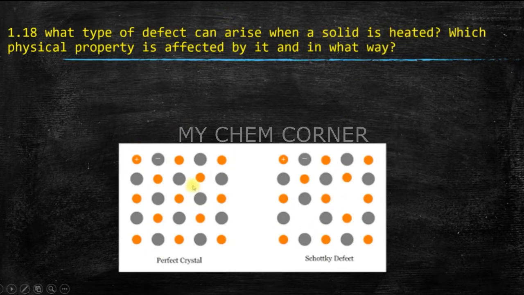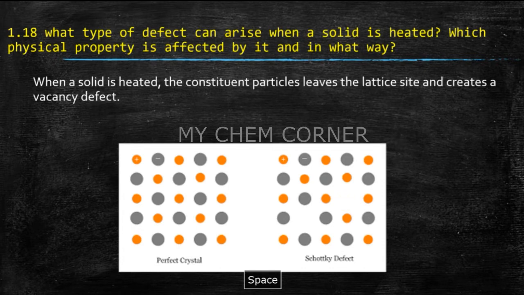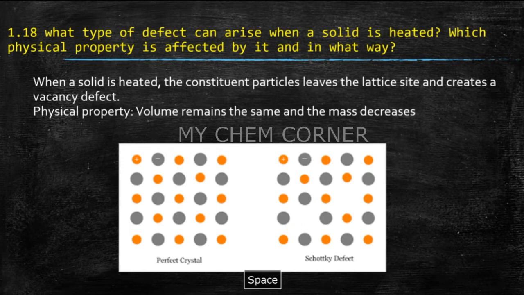If you see here, there are positive and negative ions, which are denoted by these orange and gray dots, arranged perfectly. Therefore, this is a perfect crystal. But in the next one, it is showing that when we heat it, one positive ion and one negative ion are not there. They are missing from the lattice. So when a solid is being heated, the constituent particles can leave the lattice site and create a vacancy. Here the positive and negative ions are missing and a vacancy is created, which is a vacancy defect. So that answers the first question.